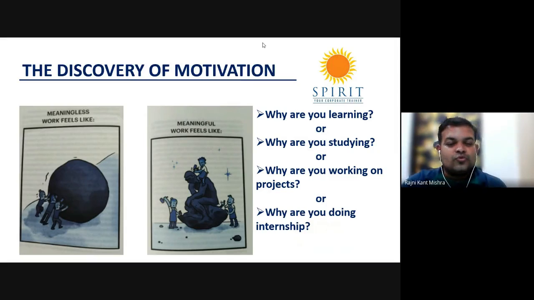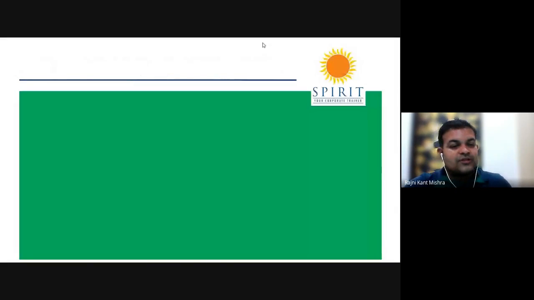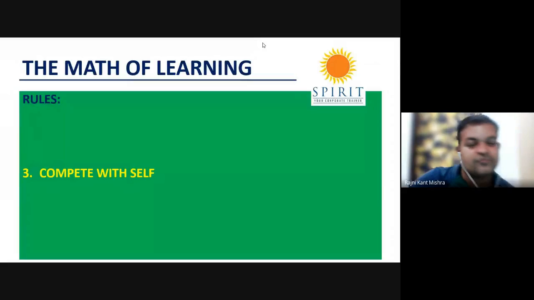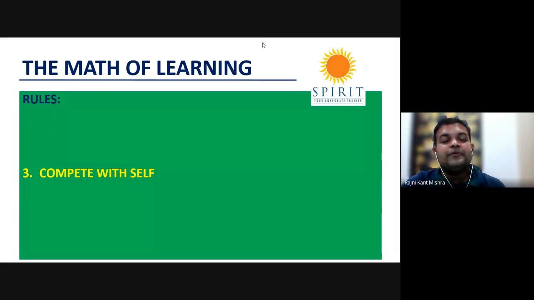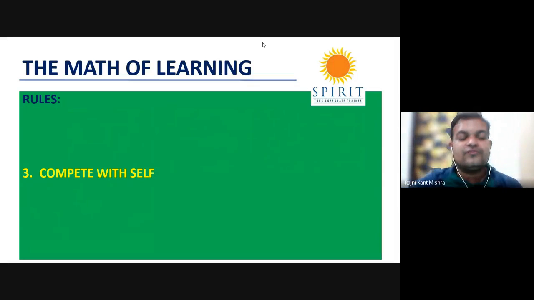Then we move on to the third point, that is compete with self. So compete with self. This is another very important point. The world these days has reduced to competing with others to such an extent that the peace and the satisfaction in students' lives is kind of lost some days.